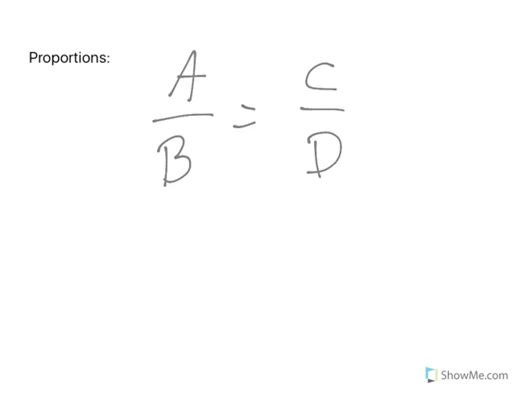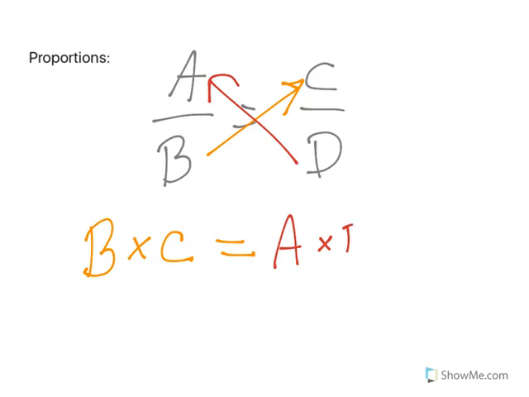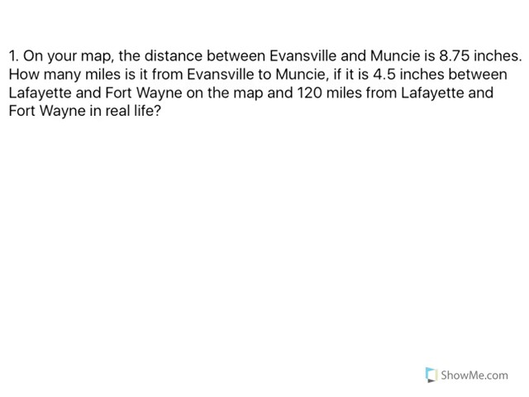To solve proportions, we do what's called cross multiply. So we would say B times C equals A times D. So we cross multiply the top of one fraction times the bottom of the other fraction equals the bottom of the other fraction times the top of the other. And we will do enough of these that hopefully you become very familiar and very comfortable. So let's do some story problems with proportions.